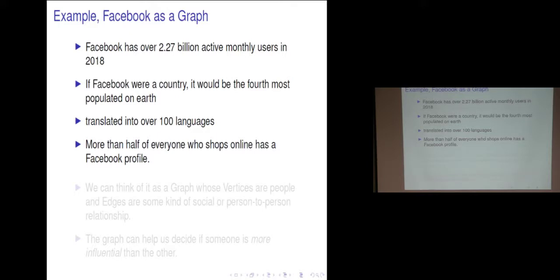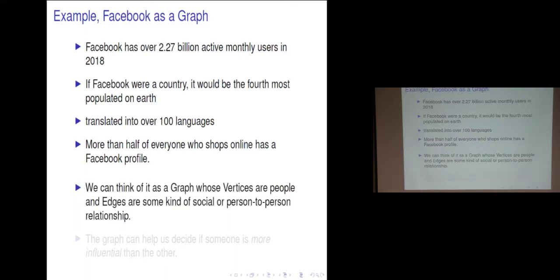Okay, example. People try to say that graph theory is very, very useful, so sometimes they use some examples. They talk about Facebook. I never use Facebook, so I don't know, maybe you are more familiar. Facebook has lots of users, including most of you. On the textbook, it gave a figure, so I just Googled it. It gave a much, much bigger figure in 2018. The textbook was a few years old, so it's much less. Anyway, Facebook is a huge company, and if Facebook were a country, it would be very big. It's translated into many languages, lots of people use it, and so on and so forth.